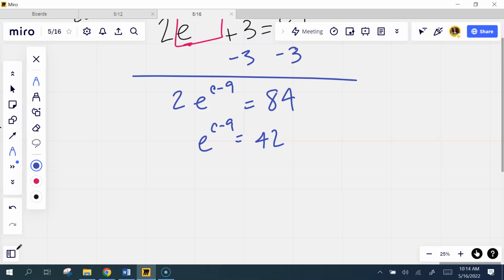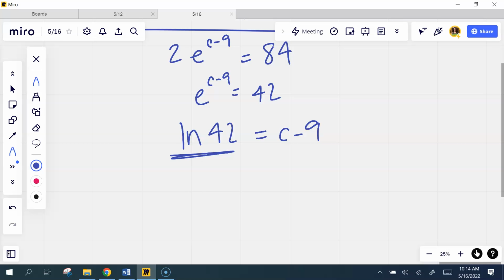So it's log, the base is e, so I can do natural log of 42. This is on your calculator. Literally, you hit ln 42, and you're going to get a decimal. What do you get? That's fine, two to three places out. Now all I have left to do is what? Add the 9.